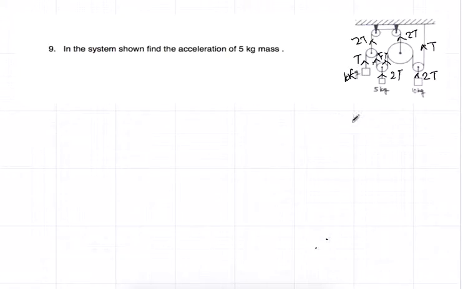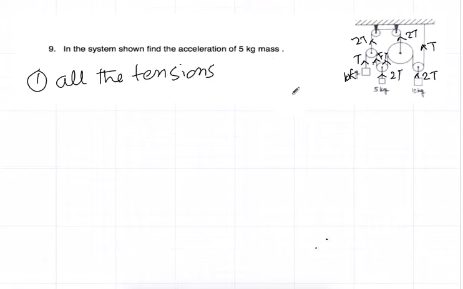Now, the first thing is that you have to assign all the tensions. So all the tensions are done, right? Now the second thing is that you can assign any acceleration directions in this problem. Mind it that you have to find out the acceleration of this 5 kg only.